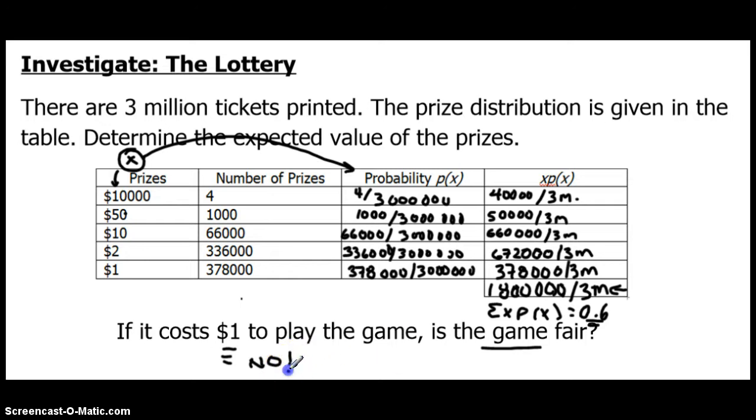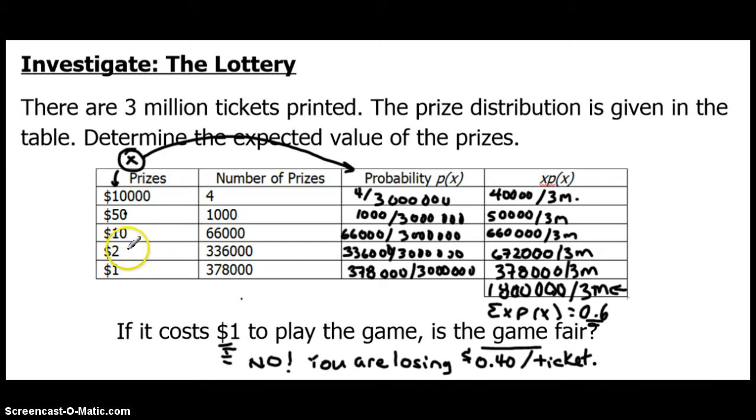The definition of fairness is that whatever I pay out, I better get back as well. So if I'm paying out $1, I better be getting back $1 in the long run as well. So this isn't a fair game because you are losing 40 cents per ticket. Okay?